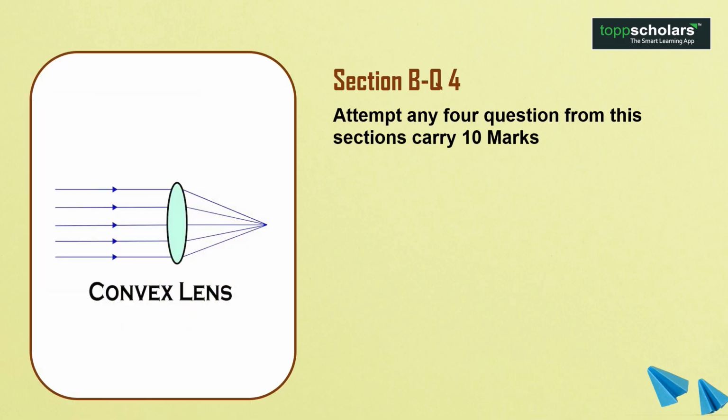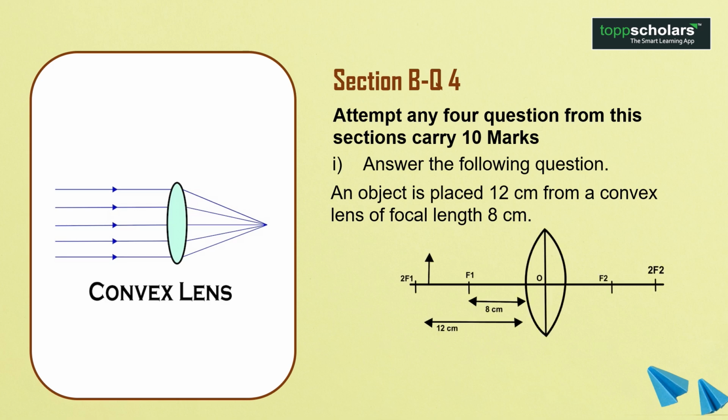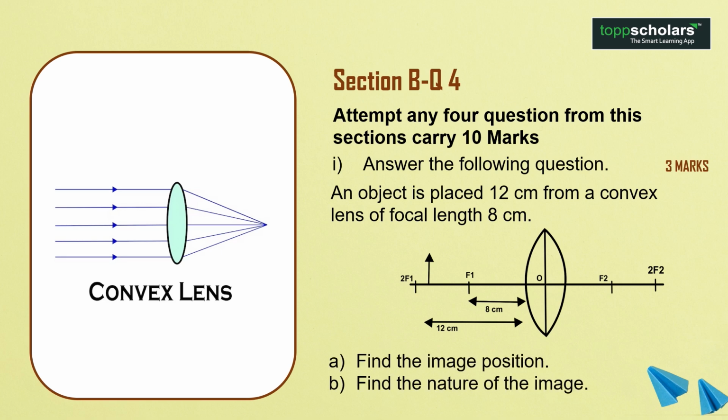Now we are dealing with section B, and this is question number 4. Here we are supposed to attempt any 4 questions from this section that carries 10 marks. So the first question is, answer the following questions. An object is placed 12 cm from a convex lens of focal length 8 cm. Here is the figure. Find the image position. Find the nature of the image.